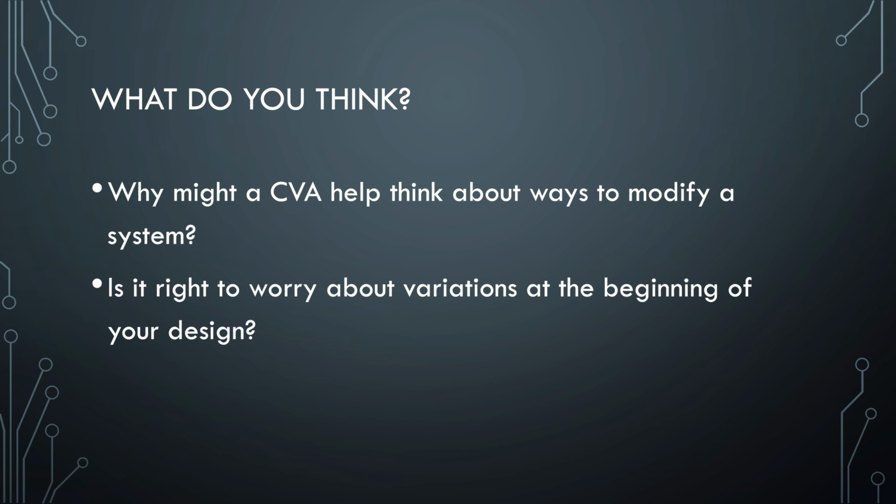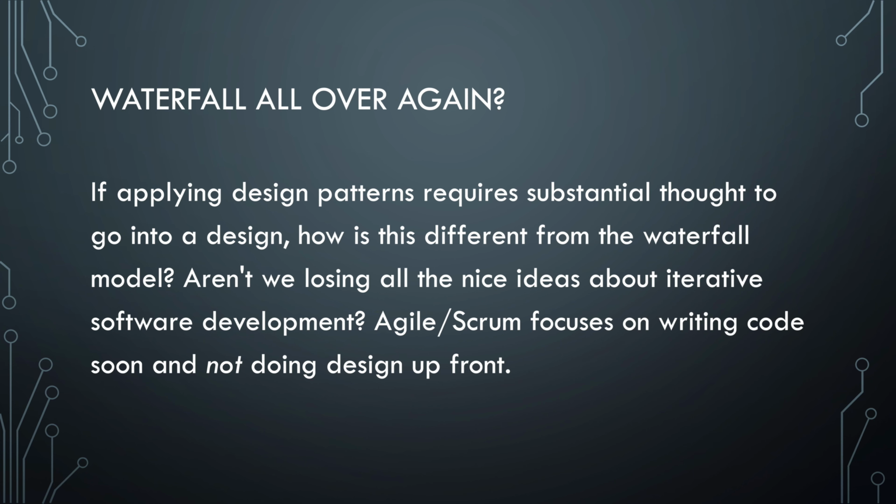So ask yourself the following questions. How does a CVA help you think about ways that a software system can be modified? And second, is it really necessary to think about all this in the beginning of your design? If we have to think about all these things when applying design patterns, how is this still different from the waterfall model? Does this still fit with iterative software development? Agile methods focus on writing code quickly and not doing a lot of upfront design.